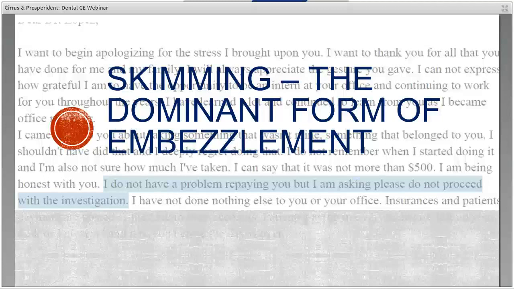Just in the background on this slide, you'll see a confession that one of our suspects made, and it says to me a couple of things. I love what this lady says when she says, "I don't have a problem repaying you, but I'm asking you, please do not proceed with the investigation." The other thing she says is, "I don't know how much I stole, but it was under $500." In fact, it was more like $40,000.